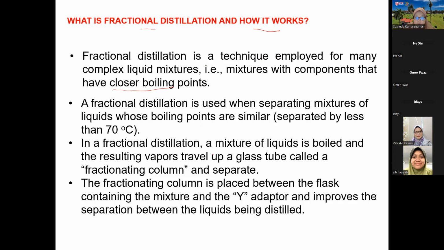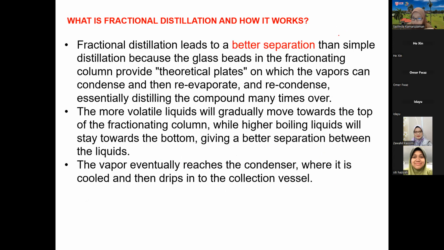Okay, so for example here, in fractional distillation, a mixture of liquid is boiled, of course. Assume that it will be boiling because we introduce heat, and the resulting vapor travels up the glass tube called the fractional column and separates. So it will go from the mixture and then we connect it to the fractional column, right? It undergoes a process similar to simple distillation, which has only two processes: vaporization and also condensation, right?